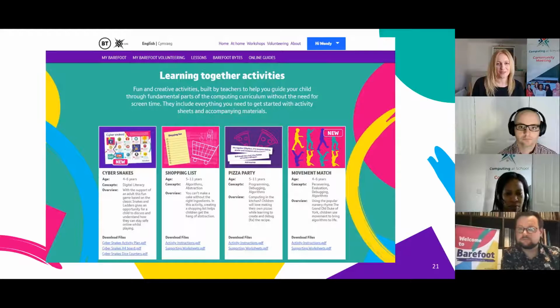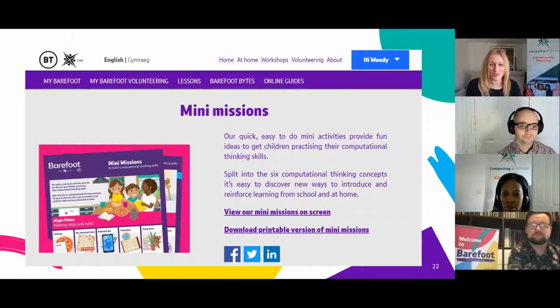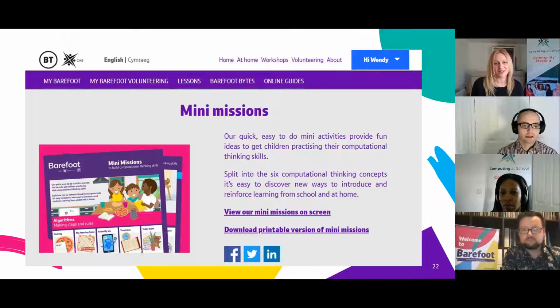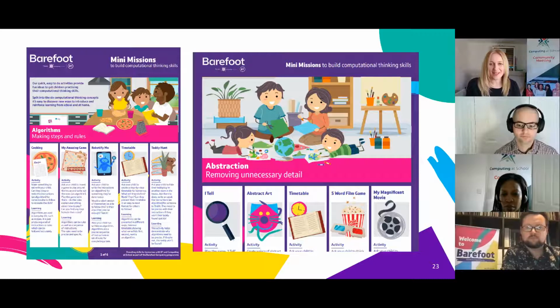And then the final section that I would like to talk to you about is the mini missions. And mini missions have details of activities which help children understand the six computational thinking concepts. These activities can be done in the classroom or perhaps as a follow-up fun activity at home. You can view them on the screen, or you can download a printable version, and this is what they look like. They're clearly laid out with the activity at the top and the learning underneath.